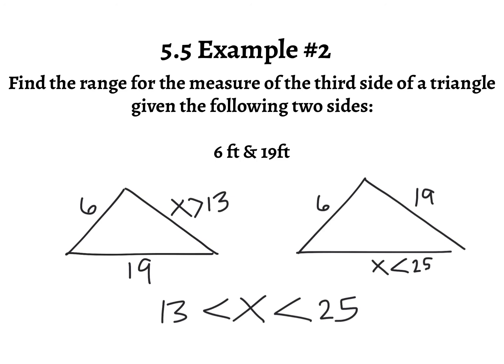A good rule of thumb is if you subtract these two numbers, you will get the lower boundary, the smallest that the triangle can be. And if you add them, you get the upper boundary, the largest the triangle can be. And then this third missing side could be anything between the lower boundary and the upper boundary. And that's how you find it. Subtract them for the lower boundary, add them for the upper boundary.